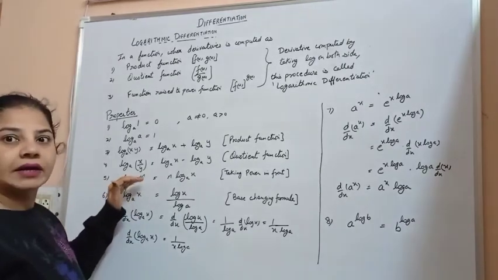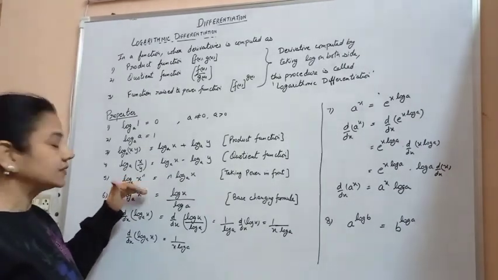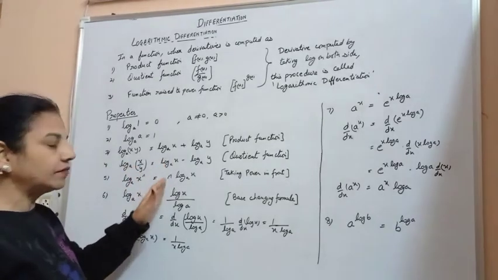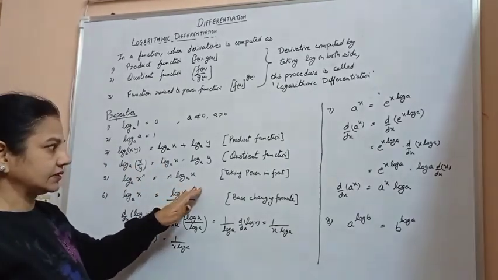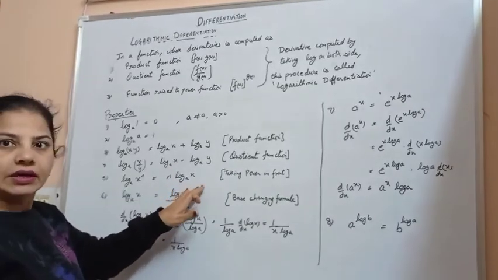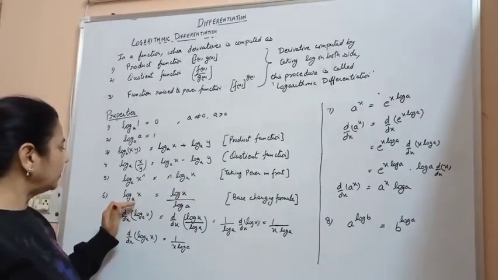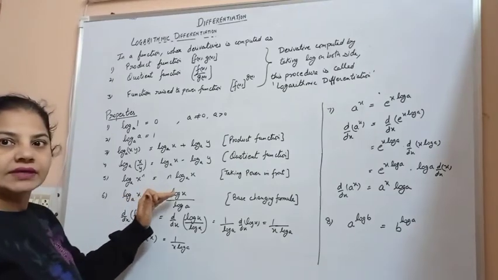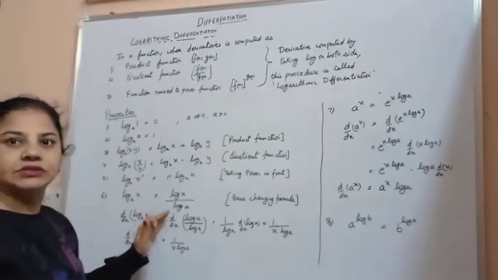Log a x to the power n, when the function has the power, then you can take the power in front. So taking the power in front, n comes forward and we have n log a x. Log a x is equal to log x upon log a. This is called the base changing formula.